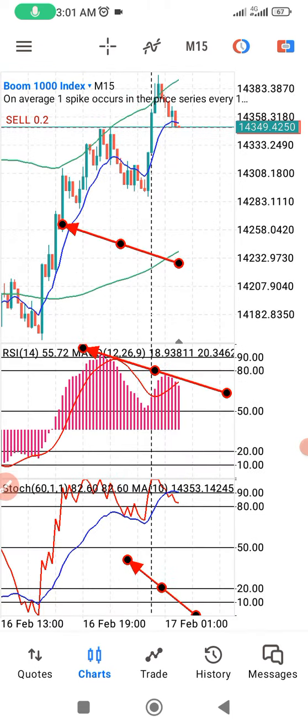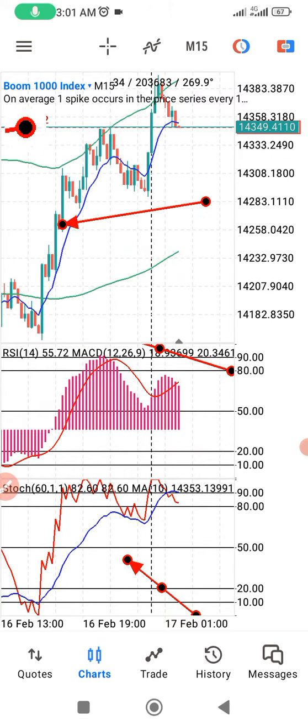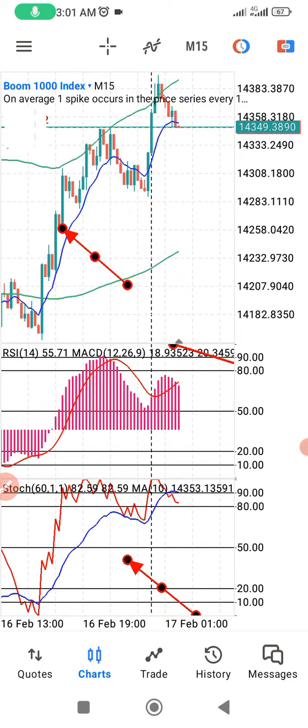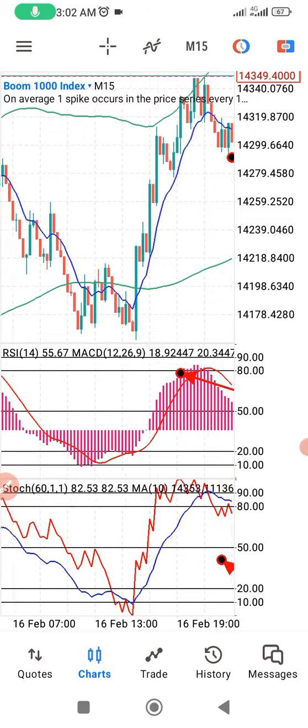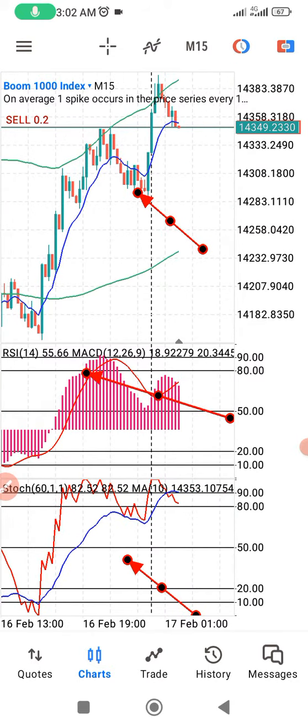Right. So by the way, that is not what we are here to do today, but that is it. So now we are looking at how we can buy Boom. So we'll come to our M15 time frame.